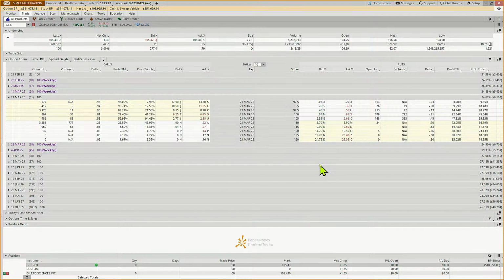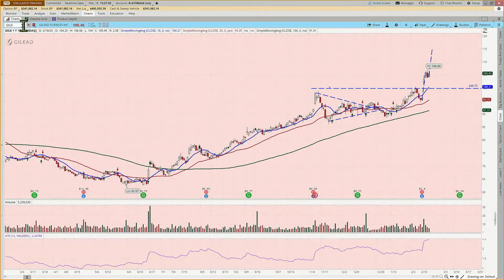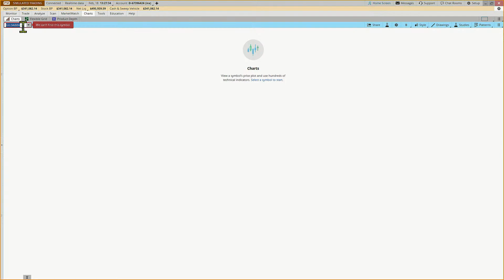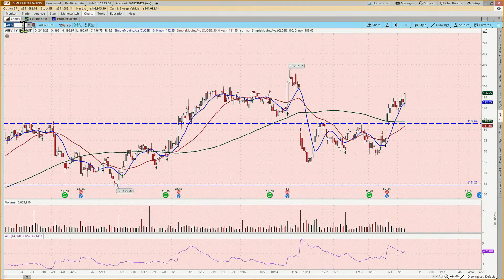And then, if you're not familiar with Gilead, it's in the healthcare sector. We're going to look at its cousin, AbbVie, ABBV. Oops. I can type, honest, I can. Okay, so we were just talking about support and resistance in the last class, right?